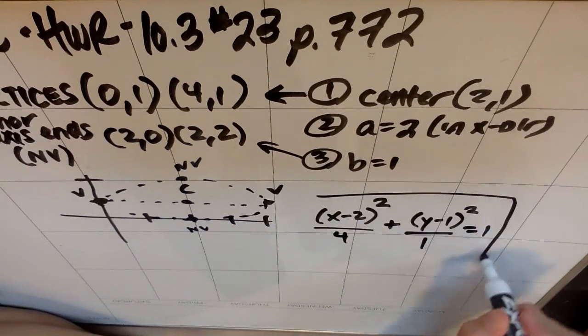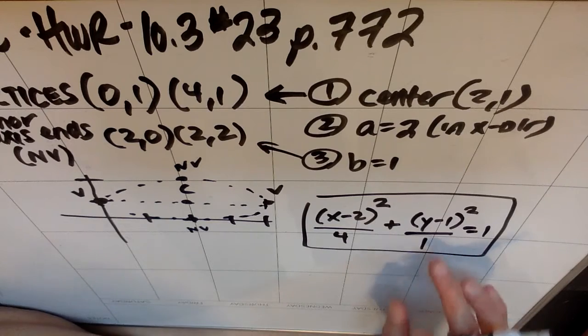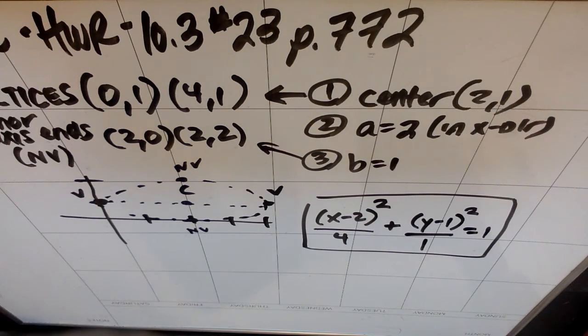And that's my equation. And the book has, I believe they didn't bother to write the 1 on the bottom. They just made it (y minus 1) quantity squared over nothing, which is totally fine. But this is a little bit more useful.